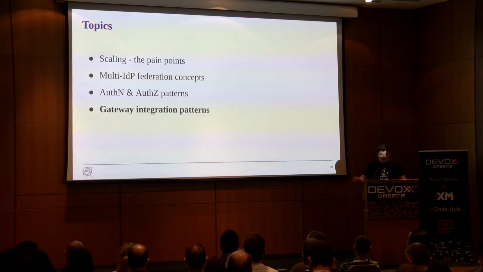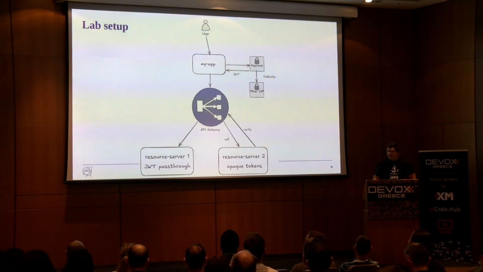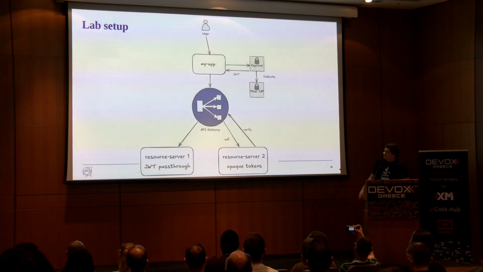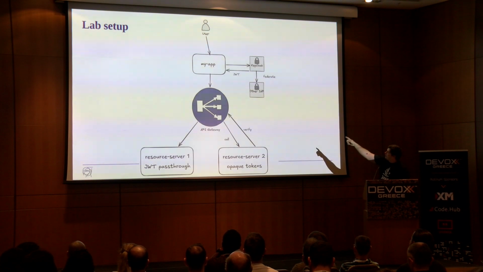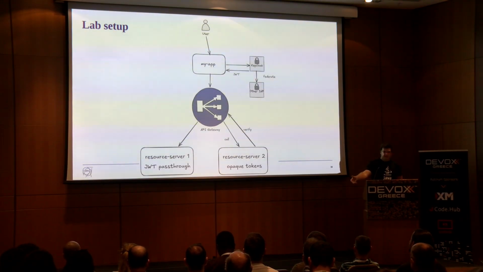Now, before we actually get into the code, I'm going to be talking a bit about how we put all of this together, right? And we have a, let's say, lab setup. So I'm a user that goes to my application. That one does the authentication on my behalf. Gives me back a JWT token. I can also federate to another realm there. And with the JWT token, I send it down to an API gateway. That API gateway is built with Spring Cloud.